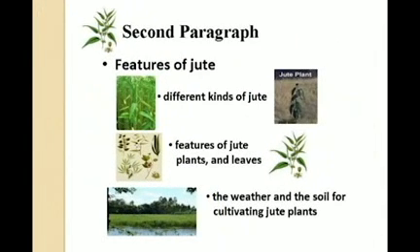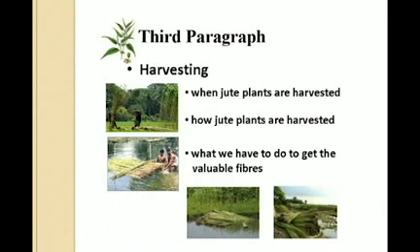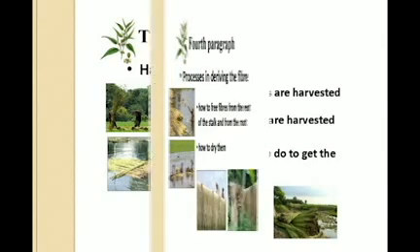What is the second paragraph about? In the second paragraph, you have to learn different kinds of jute, features of jute plants and leaves, the weather and the soil for cultivating jute plants. Let's go on reading the third paragraph. The third paragraph tells us when jute plants are harvested, how jute plants are harvested, and what we have to do to get the valuable fiber.